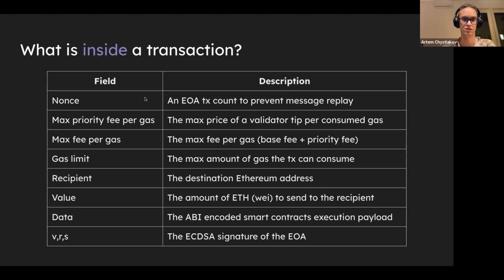Can a transaction be initiated only by an externally owned account and not by smart contracts? Yes, only externally owned accounts can initiate transactions.